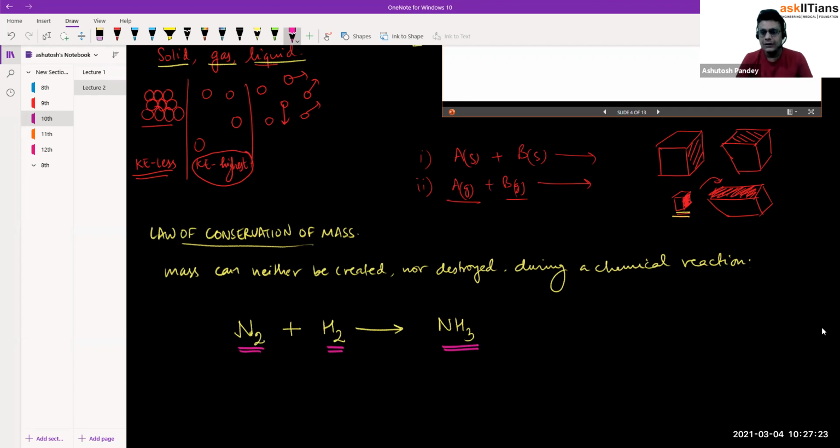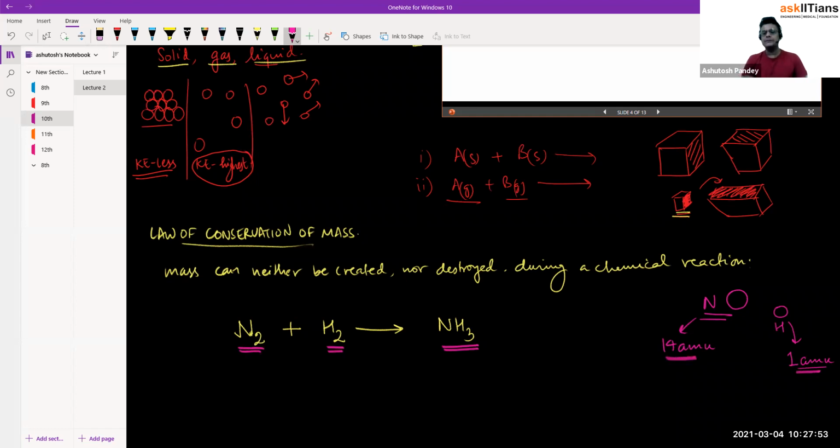Now we all know that all these elements are going to exist in atomic form. Nitrogen will be a bigger atom as compared to hydrogen. One nitrogen atom will have a mass of 14 AMU, we know, and one hydrogen atom will have a mass of 1 AMU, we know. So 14 AMU and 1 AMU, like this.